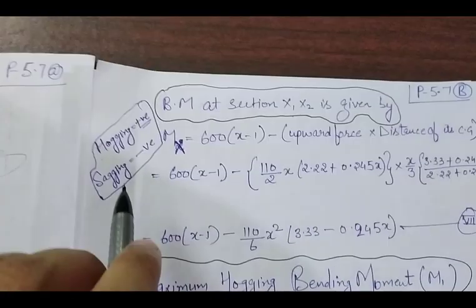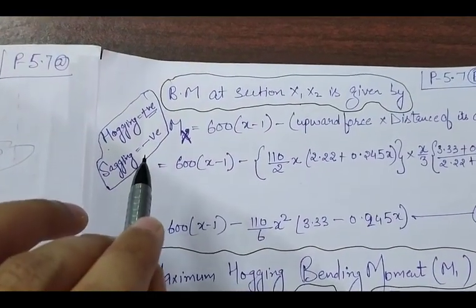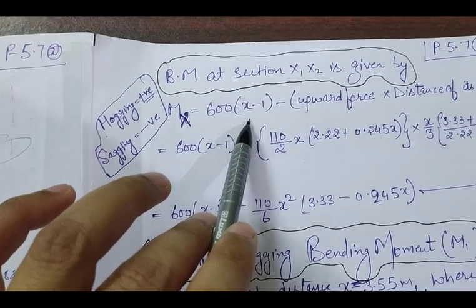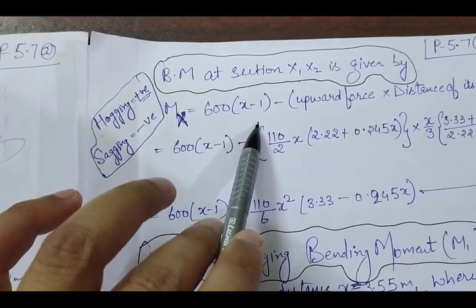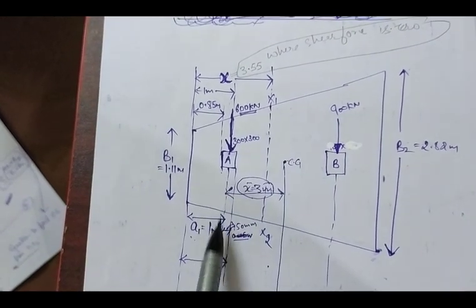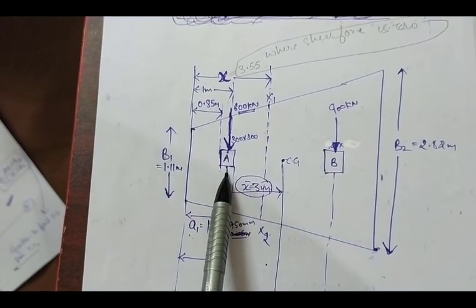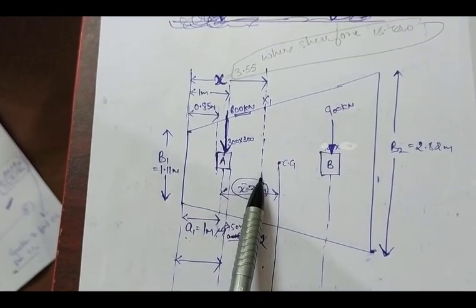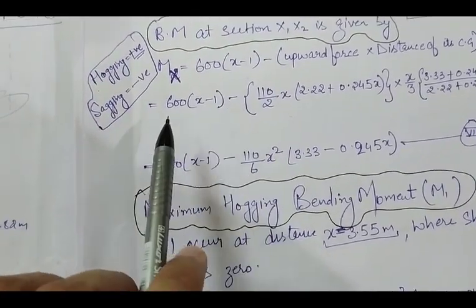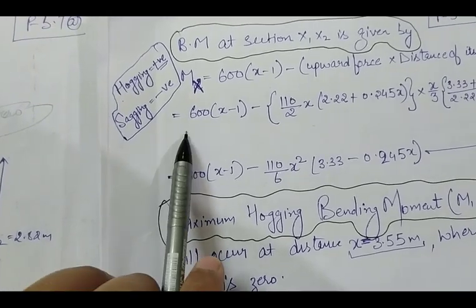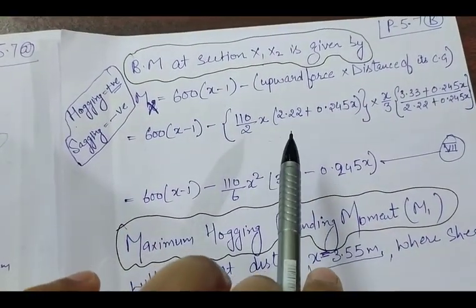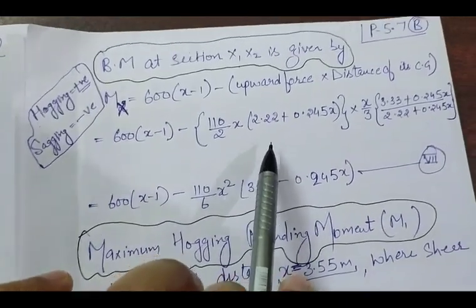In our case, we will take hogging as positive and sagging as negative. The 600 kilonewton load is at a distance x minus 1 from the section x. Here it is the distance x, and x minus 1 is the location of the 600 kilonewton, which is away from the locations x1 and x2, right? Because it creates hogging, we take it as positive, and the rest of the equation will be negative, which is creating a moment due to the upward swell pressure.